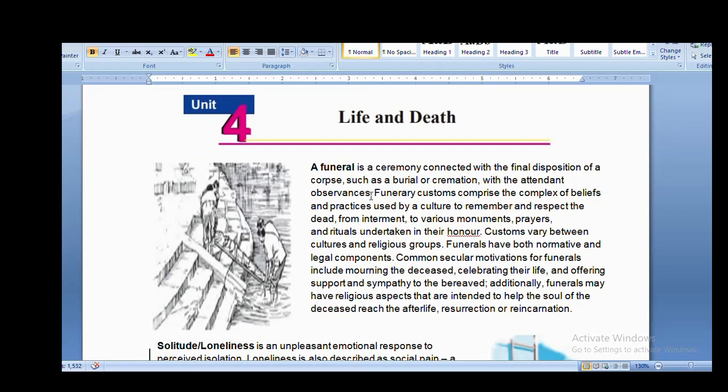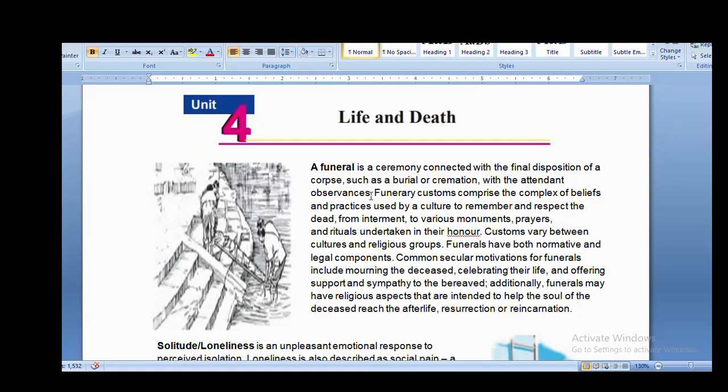Funerary customs comprise the complex of beliefs and practices used by our culture, our community, to remember and respect the dead person, from interment to various monuments, prayers and rituals undertaken in their honor. Customs vary between cultures and religious groups according to the culture and religion of the community. The funeral can be different. Funerals have both normative and legal components.